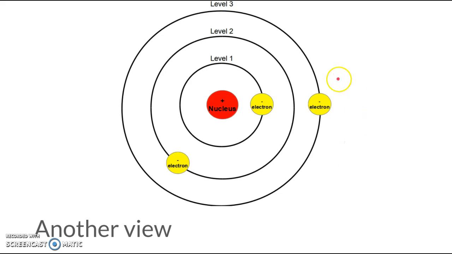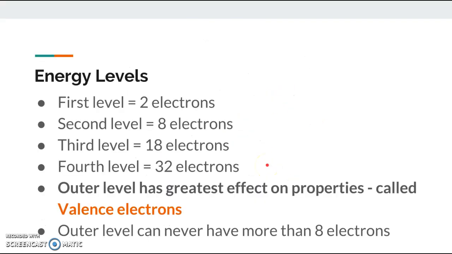This is another view of it. You can see right here it has the nucleus, which has a positive charge because neutrons are neutral, but then they get balanced out by these electrons. And you can see that it says level 1, level 2, and level 3. So we'd be able to find how many electrons are at each level.